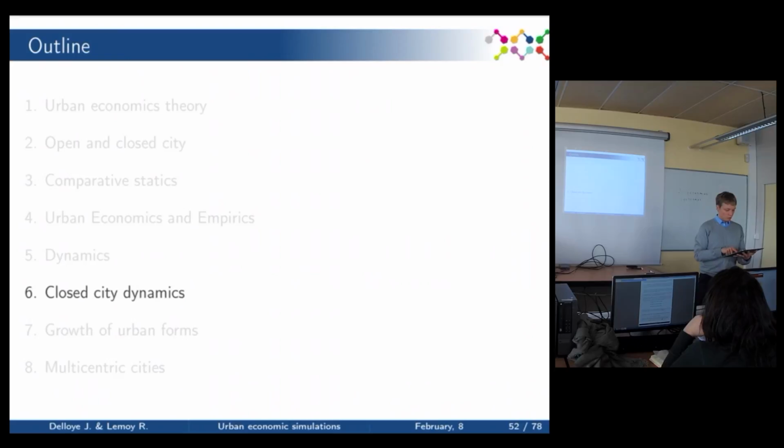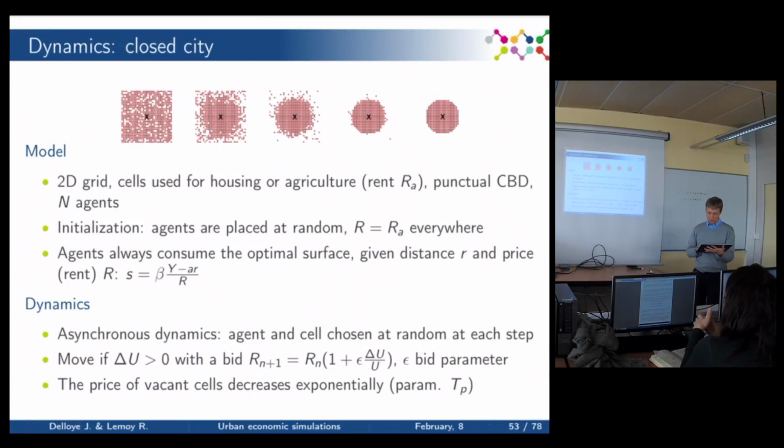Okay, so I'm going to present this model in a bit more detail. It's a NetLogo model. You have a two-dimensional grid, as usual in NetLogo, and cells have two possible states: either they are used for agriculture or for housing. There can be one or several people living in each cell. Agriculture is represented by an agricultural rent, RA, as we had before in the model. There's a punctual CBD, which is here a black cross on the pictures.